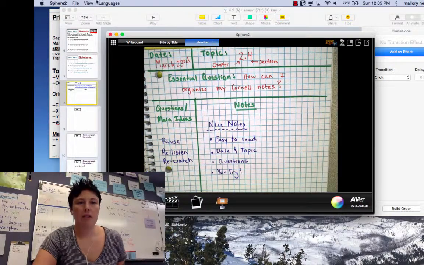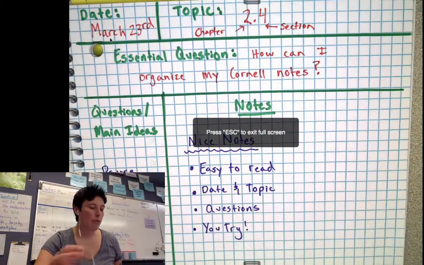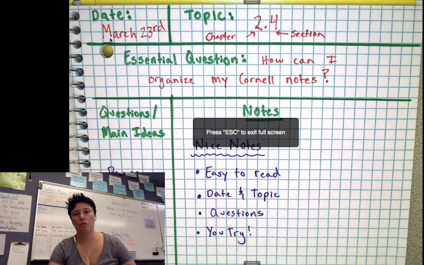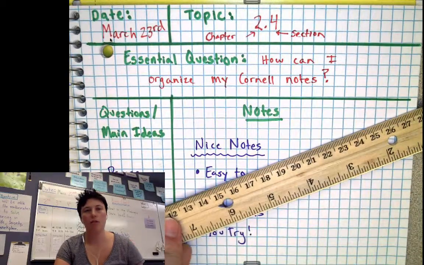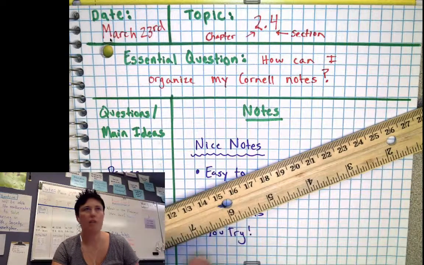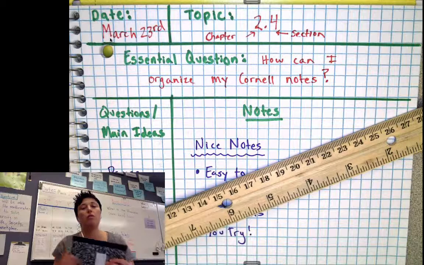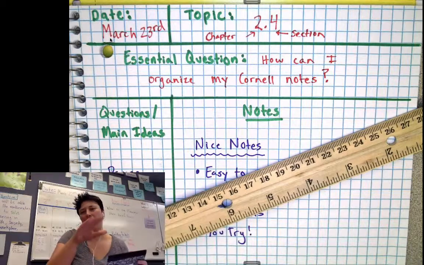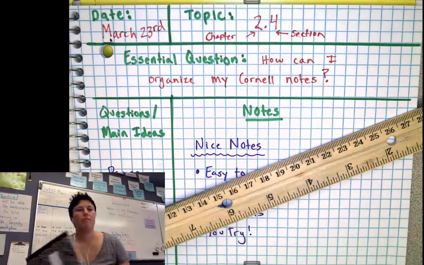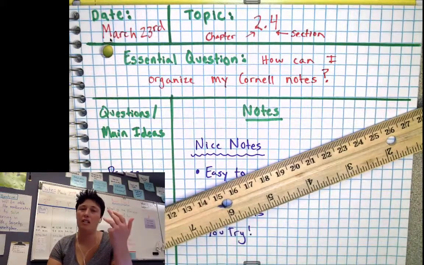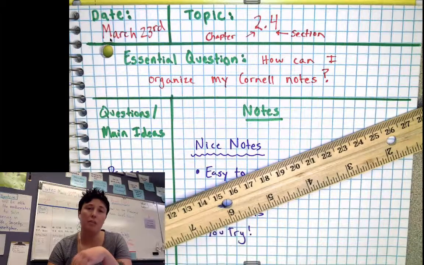So just a quick summary here. We want to make good organized notes, and if you need to use a ruler to draw your lines, that's cool. You can use a ruler, a straight edge, a binder edge, a book edge. Even the edge of this would work as a ruler. So just find something straight so that you don't have these wobbly, messy lines. Make sure you have the date, the topic, the essential question, the main ideas, and then the notes. So 5 different sections.